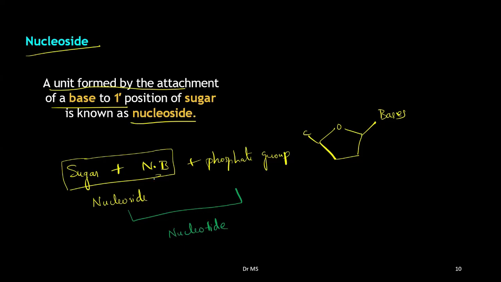If it is only sugar and nitrogen base, it's a nucleoside. And if you add the phosphate group, it becomes the nucleotide. And nucleotide is the monomer for the nucleic acid. And if it is OH, then it becomes the ribose sugar. If it is only the hydrogen, then it will become the deoxyribose. Just notice that one point.